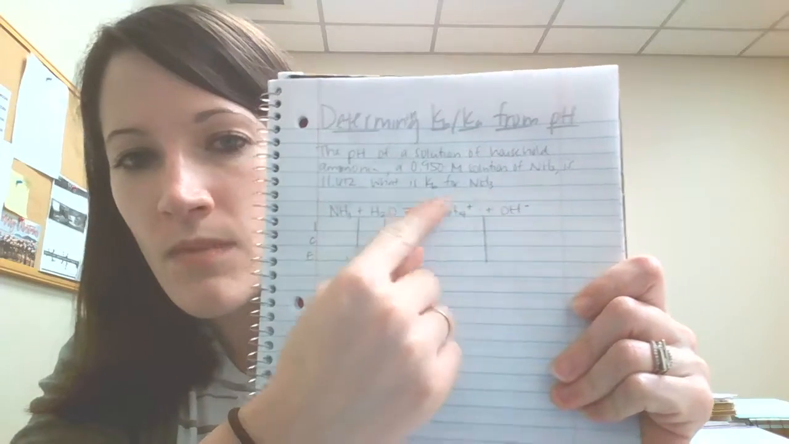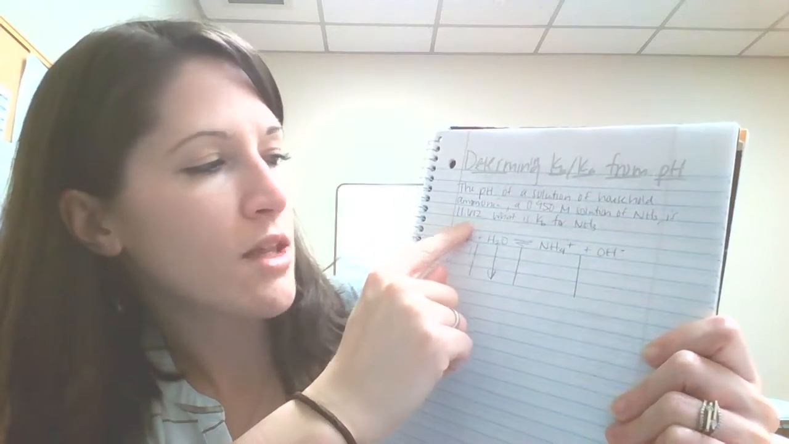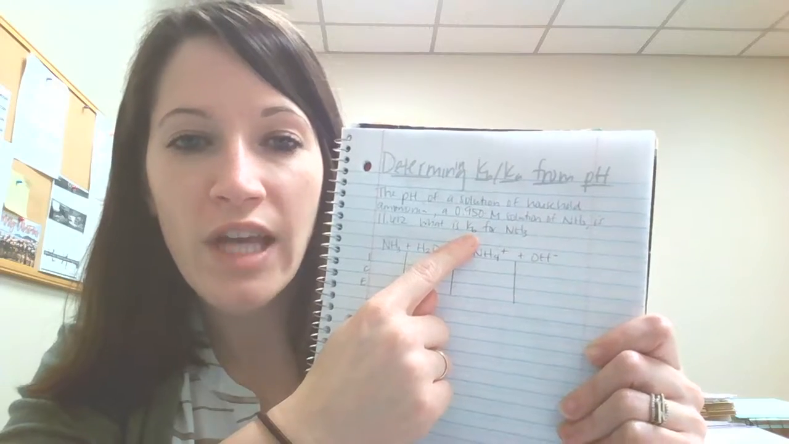So the first thing that I'm told is that the pH of a solution of household ammonia, a 0.950 molar solution of ammonia, is 11.16. So this is my pH, this is my concentration, and it wants to know Kb. So it didn't give me this formula, but ammonia is NH3. I'm looking for Kb, so we're going to treat this as a base. It's one of our not strong bases, but our most commonly seen weak bases.